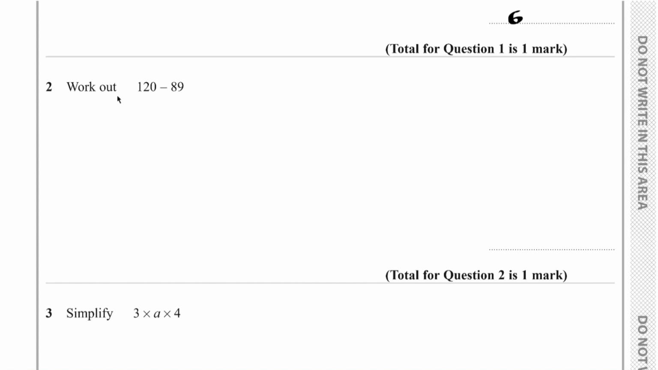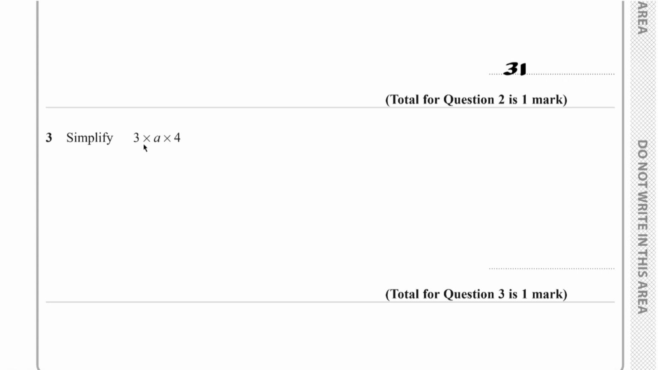Question 2. Work out 120 subtract 89. What this is the same as is 120 subtract 90 plus 1. Negative 90 plus 1 is the same as negative 89. So, 120 subtract 90 is 30, and adding 1 to this, we end up with 31. So 120 subtract 89 is 31.